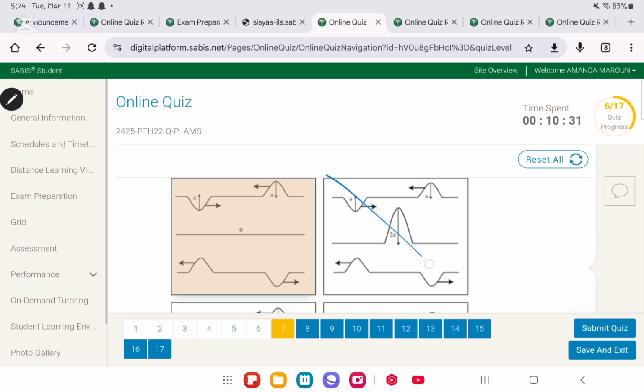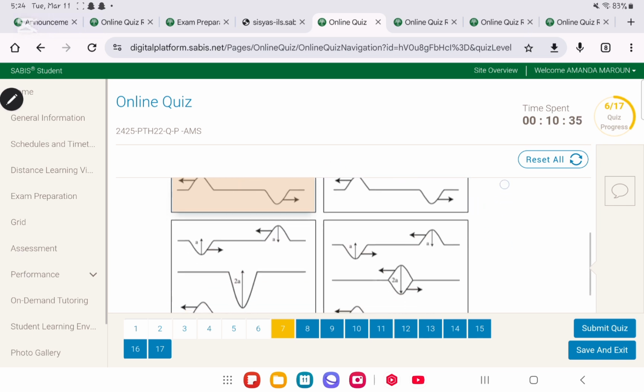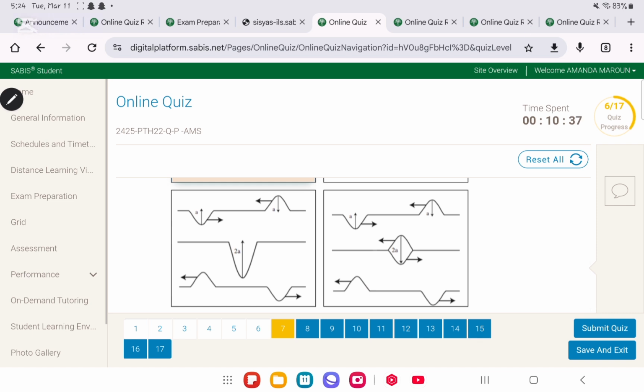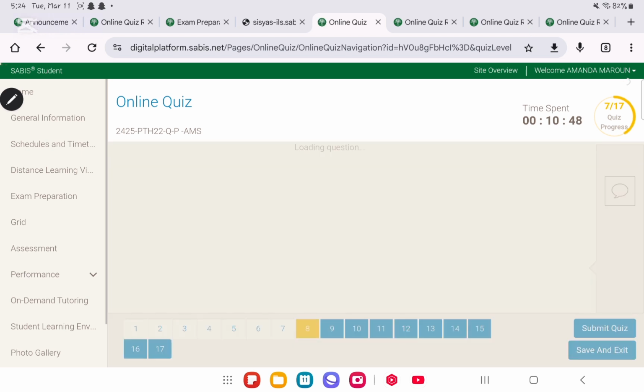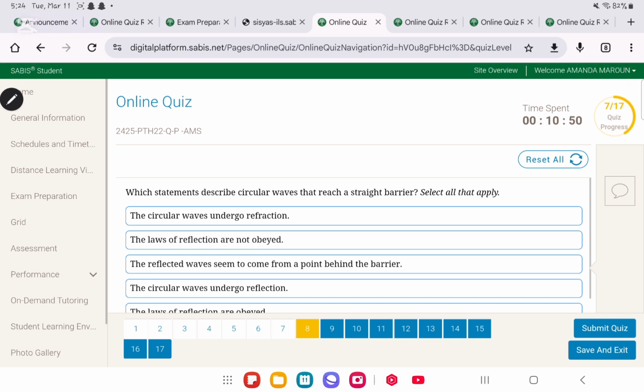The second one is incorrect because this is constructive interference, which does not happen. The third one is also constructive interference. It doesn't happen. And the fourth one, we never talked about it. No such thing exists. So, yeah, it's the first one. We'll move on to question number 8.